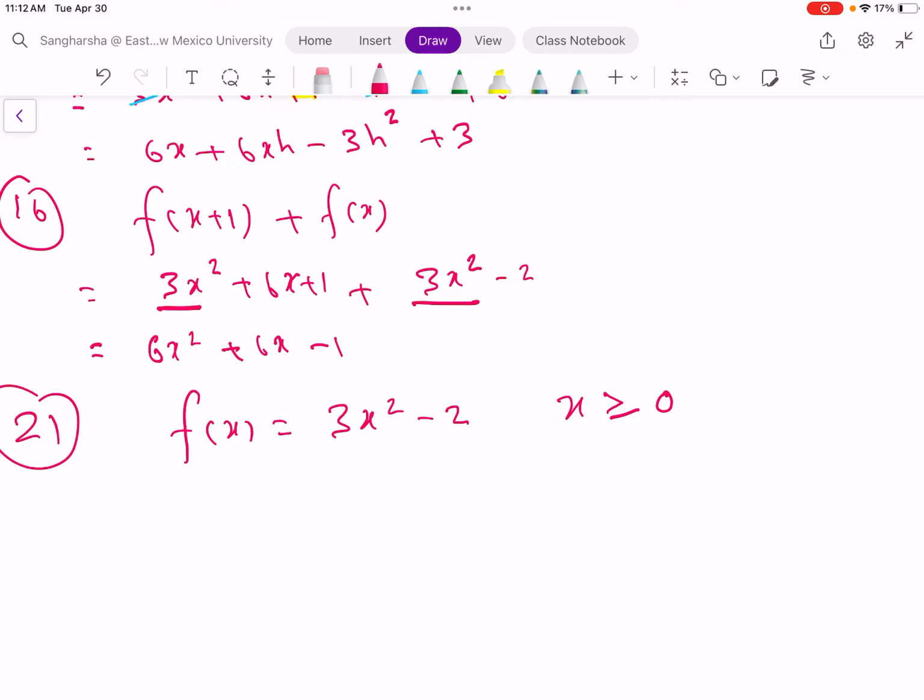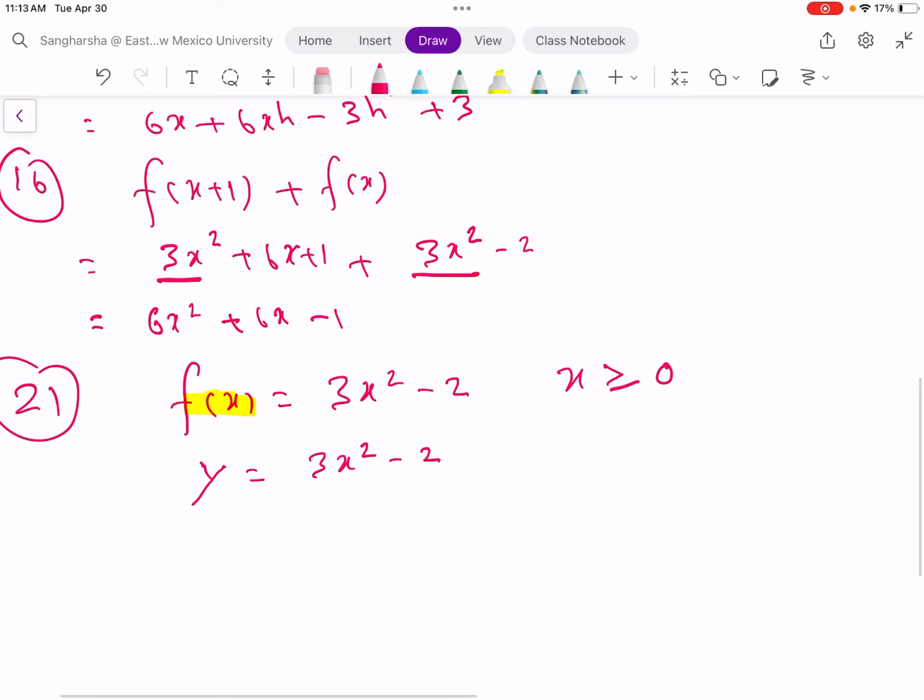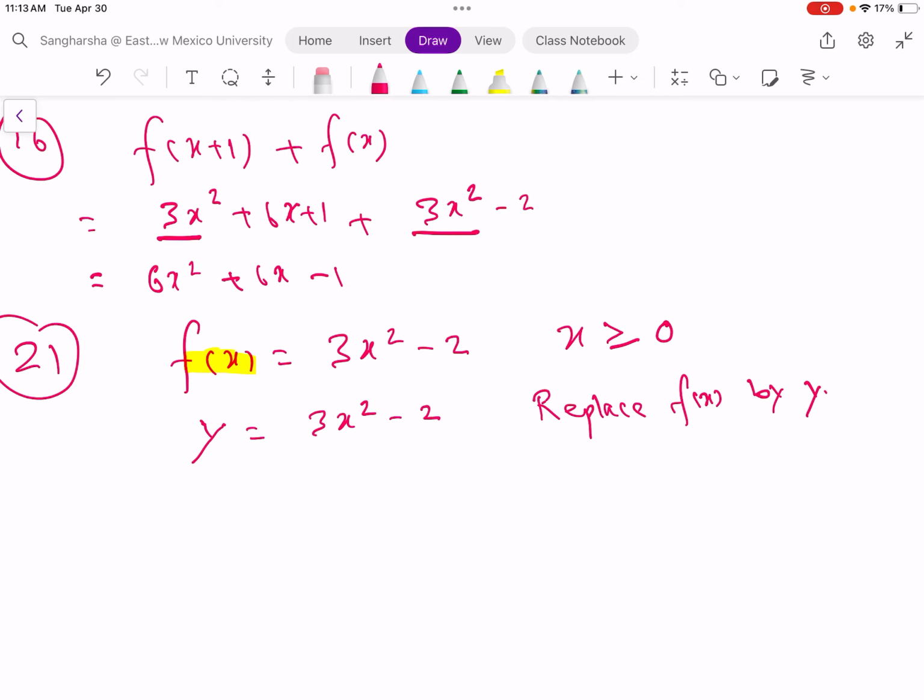Now let's find the inverse. The very first step of finding the inverse function is we replace f of x by y. So you replace f of x by y. We have y equals 3x squared minus 2. Let me write this down. Replace f of x by y. So that's the first step. Second step, does anyone recall what the second step is? We interchange. Yes, we switch x and y. So interchange x and y.